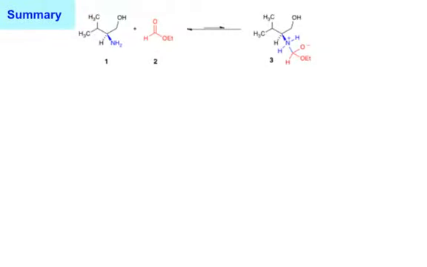In summary, the transacylation reaction occurs in 4 steps. The first step is nucleophilic addition of the nitrogen of compound 1 to the carbonyl of ethyl formate, compound 2, to provide a tetrahedral intermediate, compound 3.